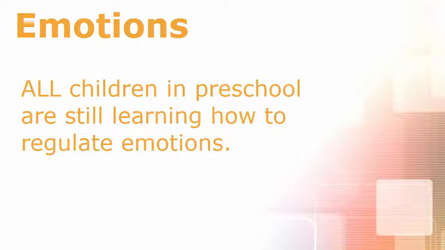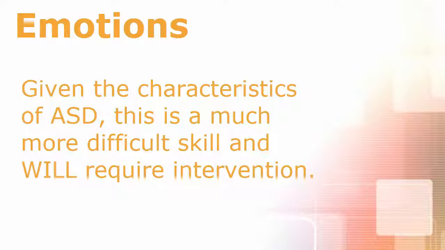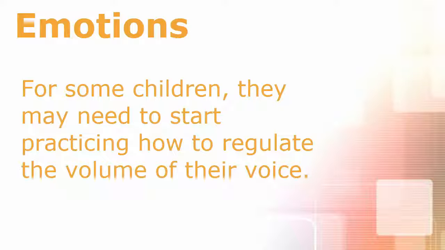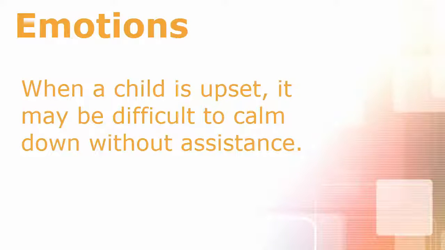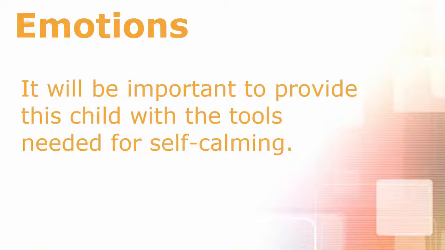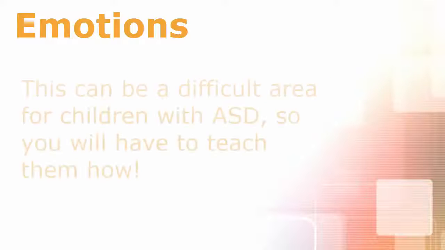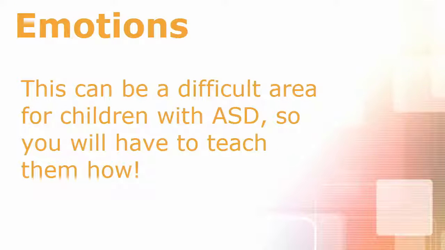Now, all children in preschool are still learning how to regulate emotions. However, given the characteristics of ASD, this is a much more difficult skill for our children and will require intervention. For some children, they may need to start practicing how to regulate the volume of their voice. When a child with ASD is excited, they may be very vocal in expressing that emotion. When a child with ASD is upset, it may be difficult for them to calm down without assistance. It will be important to provide this child with the tools needed for self-calming.